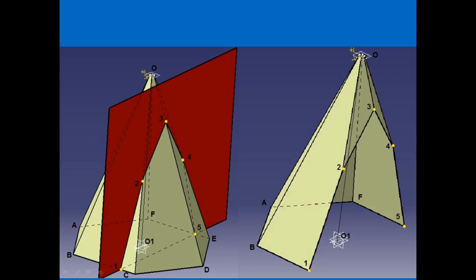2 is the intersection with the slant edge OC. 3 is the intersection with the slant edge OD. 4 is the intersection with the slant edge OE. And last, 5 is the intersection with the base edge EF. So this section plane cuts the pyramid and divides it into two parts, the left and the right portion. So you are asked to develop the left portion. If you take out the right portion, this is how the pyramid is going to look. You can see the intersection points 1, 2, 3, 4 and 5.